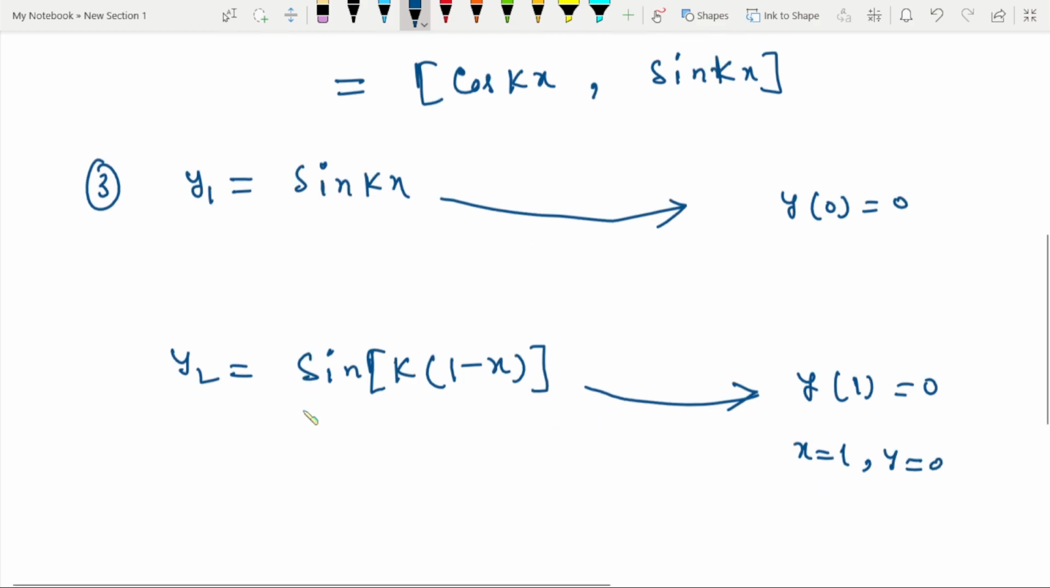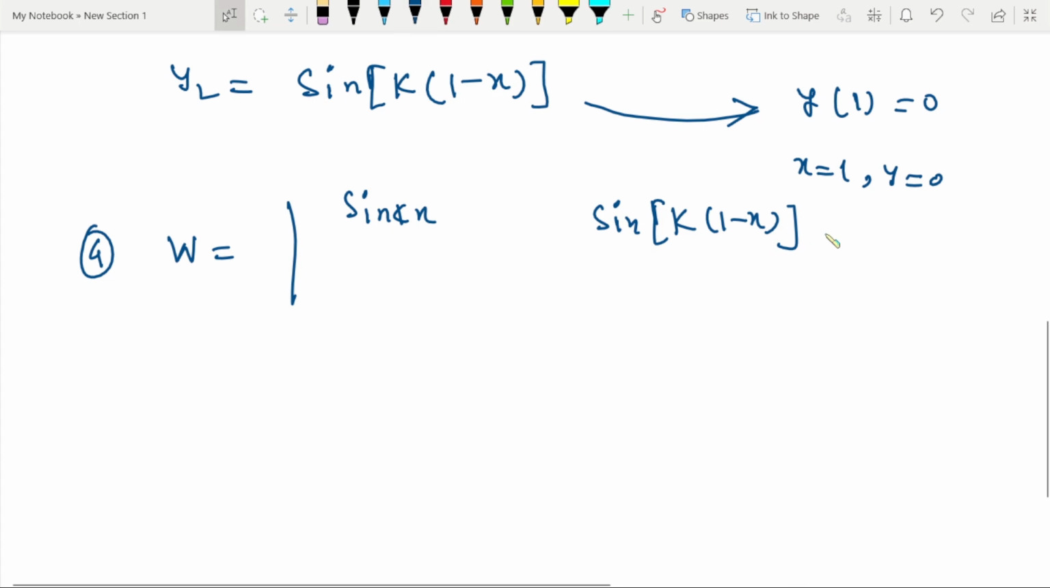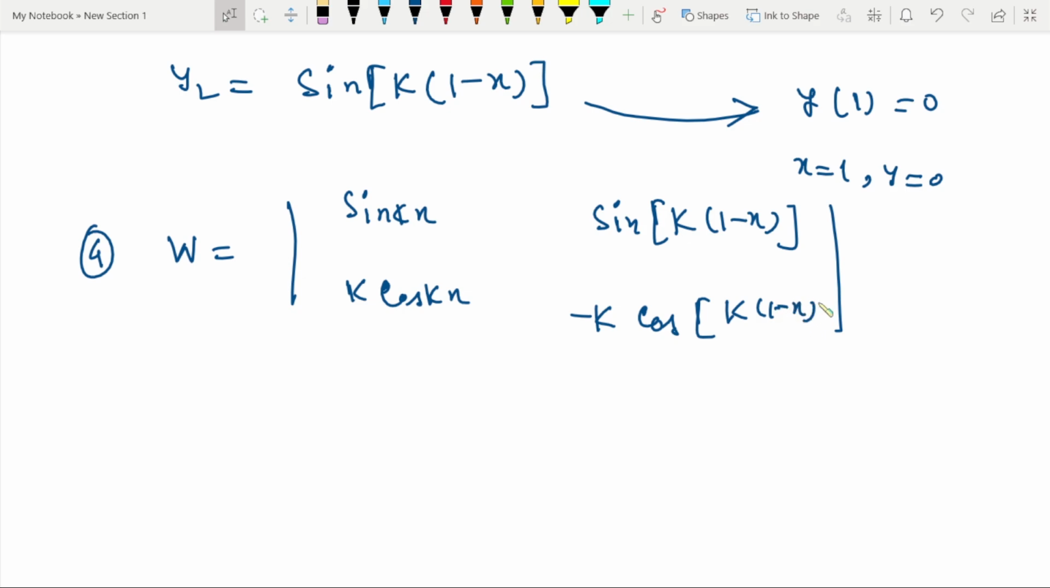Okay, now I am finding the Wronskian. So step 4 is the Wronskian. The Wronskian should be sin kx, sin k(1 minus x). If we differentiate sin kx we get k cos kx, and if we differentiate the other we get minus k cos k(1 minus x). Now we simply multiply these, so minus k sin kx cos k(1 minus x).